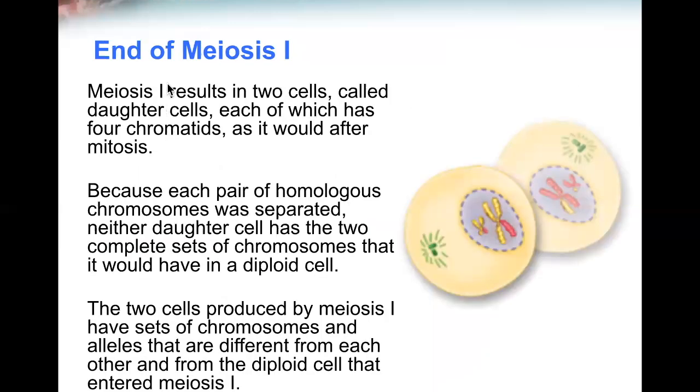The end of meiosis 1 results in 2 cells called daughter cells, each of which has 4 chromatids, as it would after mitosis. Because each pair of homologous chromosomes was separated, neither daughter cell has the 2 complete sets of chromosomes that it would have in a diploid cell. The 2 cells produced by meiosis 1 have sets of chromosomes and alleles that are different from each other and from the diploid cell that entered meiosis because of that crossover.